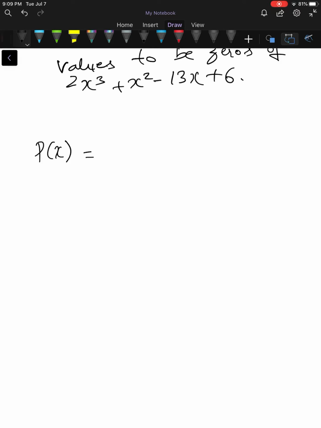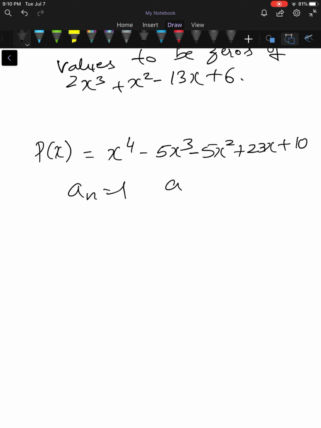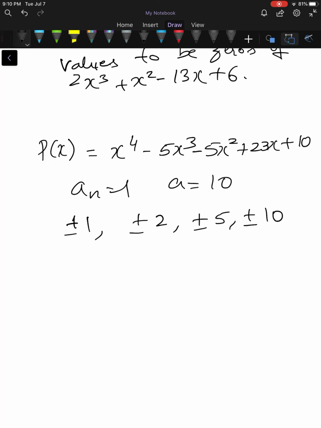Suppose you have a polynomial p of x to be x to the power of 4 minus 5x cubed minus 5x squared plus 23x plus 10. If this is the given polynomial, here the leading coefficient is 1 and the constant coefficient is 10. Correct? So all the possible values for zeros would be plus or minus 1, plus or minus 2, plus or minus 5 and plus or minus 10.